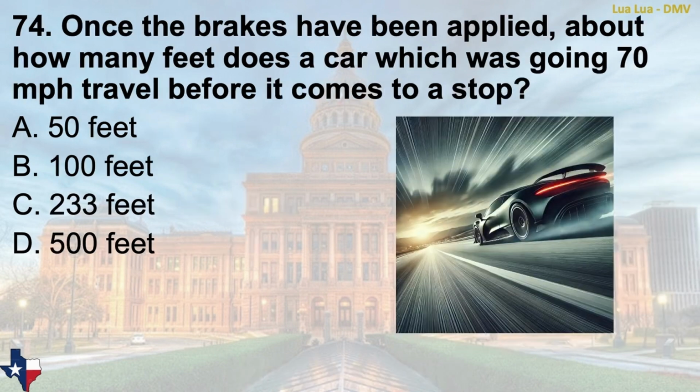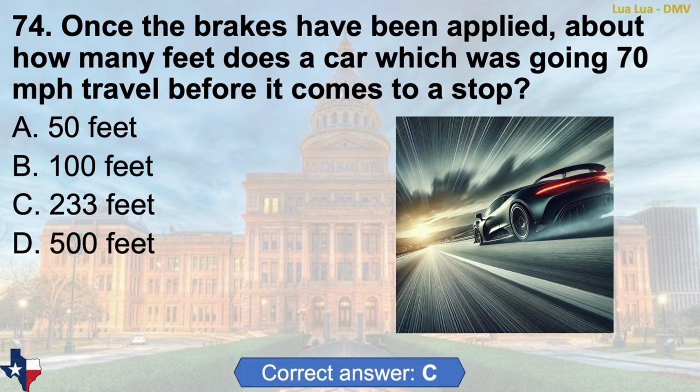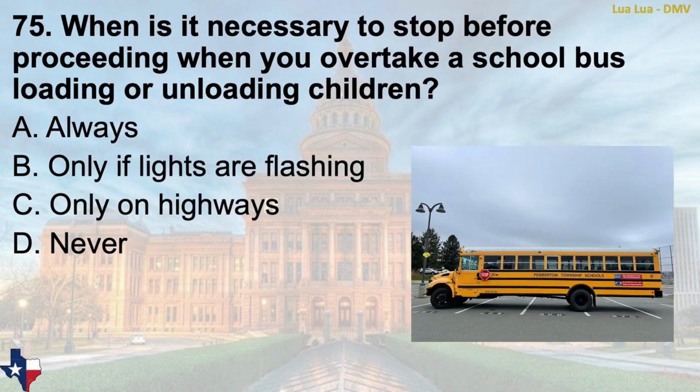Question 74. Once the brakes have been applied, about how many feet does a car which was going 70 miles per hour travel before it comes to a stop? A. 50 feet. B. 100 feet. C. 233 feet. D. 500 feet. The correct answer is C. 233 feet.